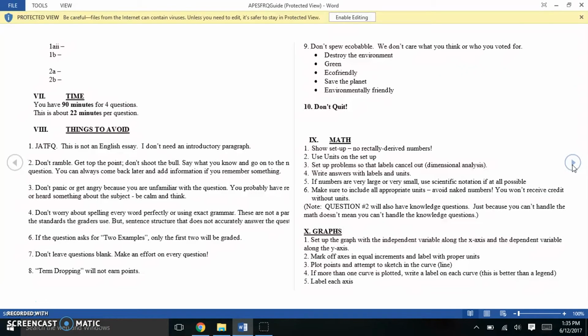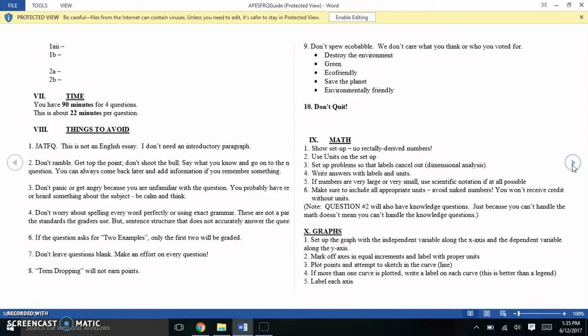And don't spew eco-babble. We don't care what you think or who you voted for. Destroy the environment, green, eco-friendly. Those are not going to get you points. It's answering what knowledge you have. And then don't quit on that test. Don't quit.